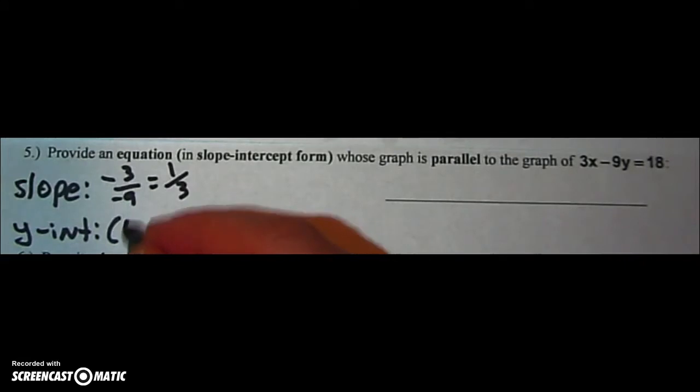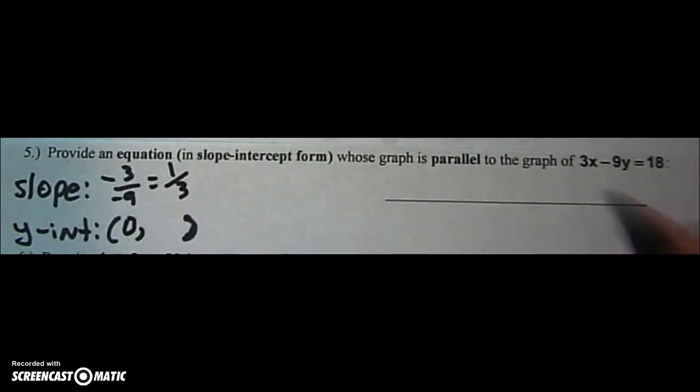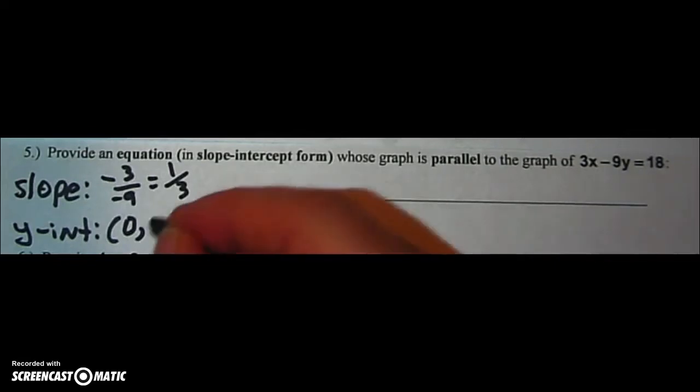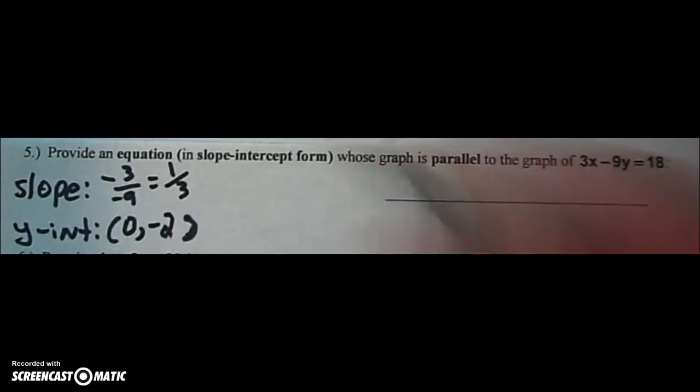The y-intercept we know is where x is 0. Negative 9 times what is 18? Negative 2. So we have our slope, we have our y-intercept.